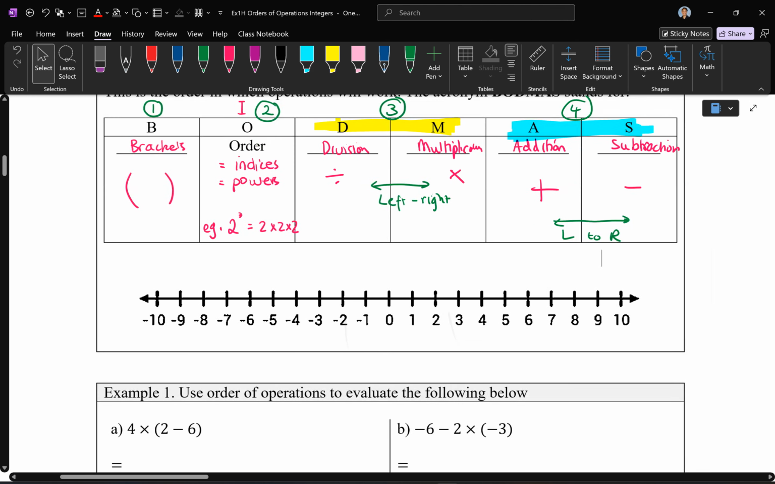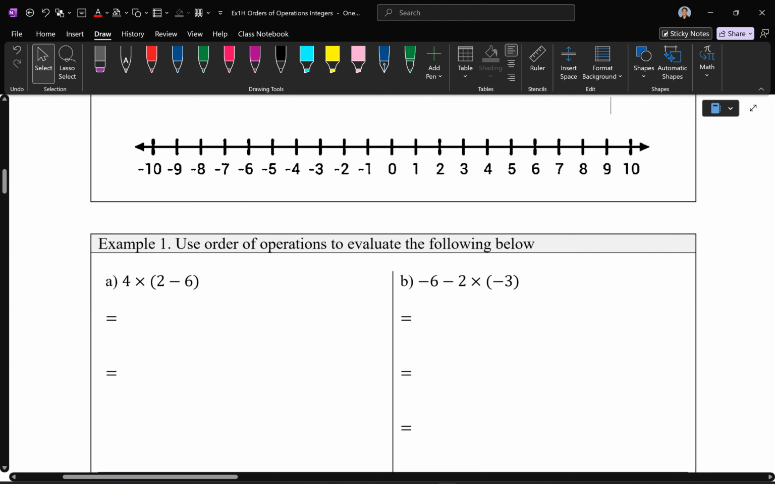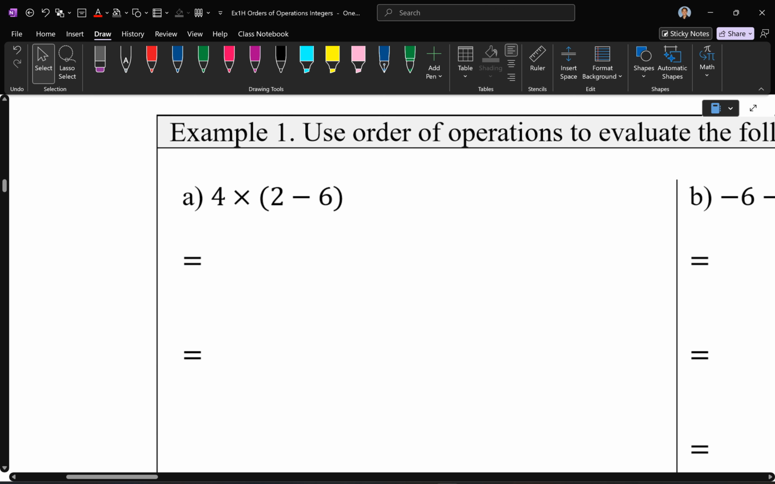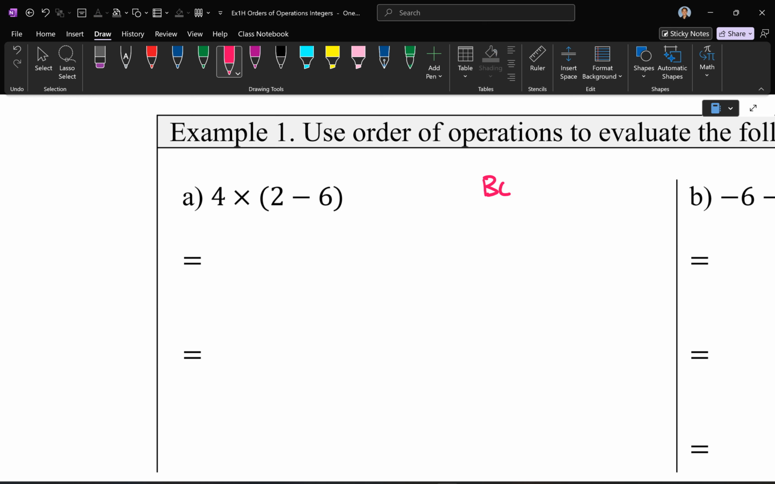Okay? Let's start an example for today. So here we go. Let's look at the first example. Example 1, we've got 4 times bracket 2 minus 6. So again, BODMAS, I'm just going to write on the side to remind you. So BODMAS.